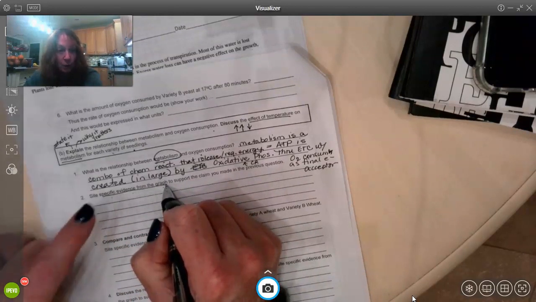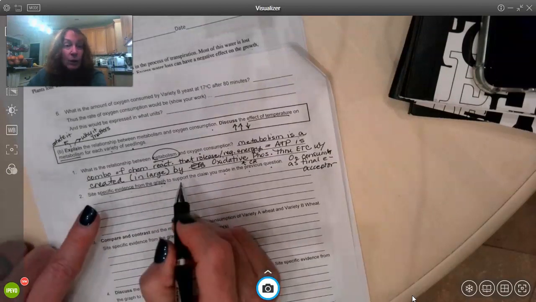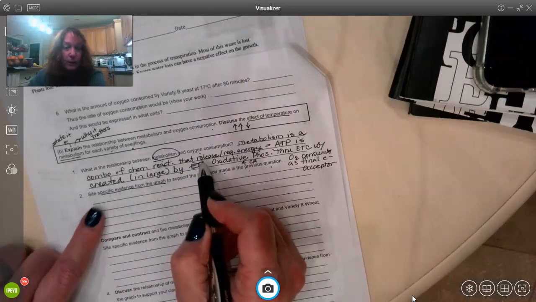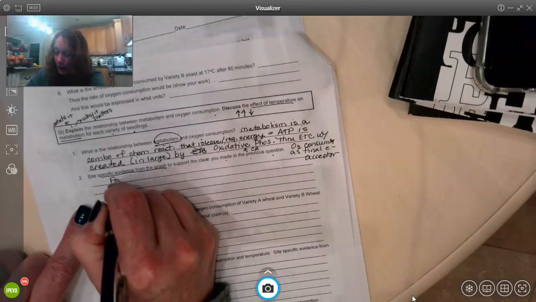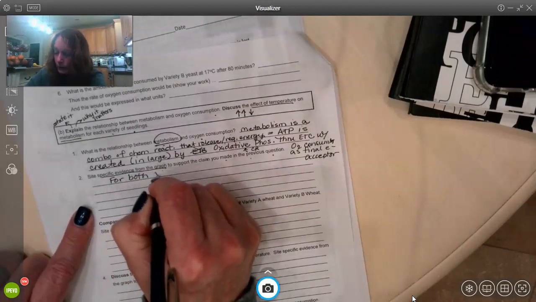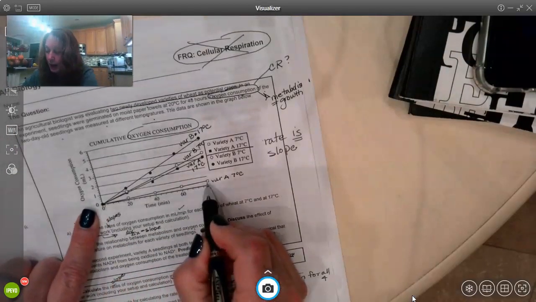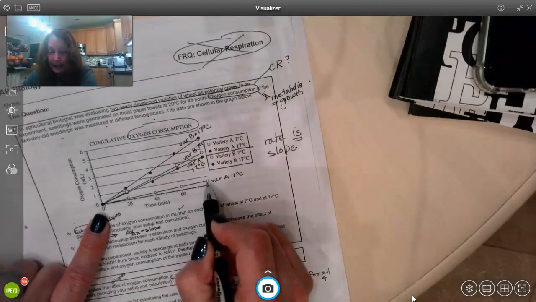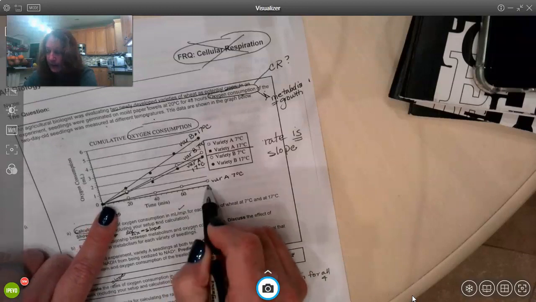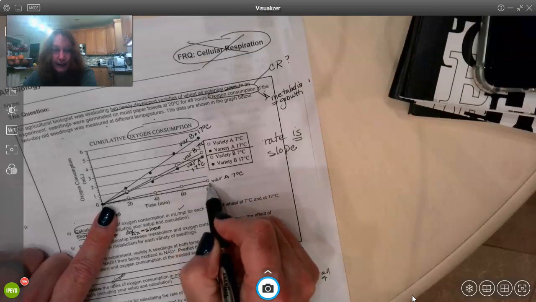They want you to use only evidence from that graph to support the claim you made in the previous question. So we haven't made one yet. The first thing we did is we stated the relationship. So here's what I can say from the graph. For both variety A and variety B, here's the slope, right? That tells me that's the rate. The oxygen consumption, the rate, which is of metabolism, is higher at 17 degrees than at 7 degrees.